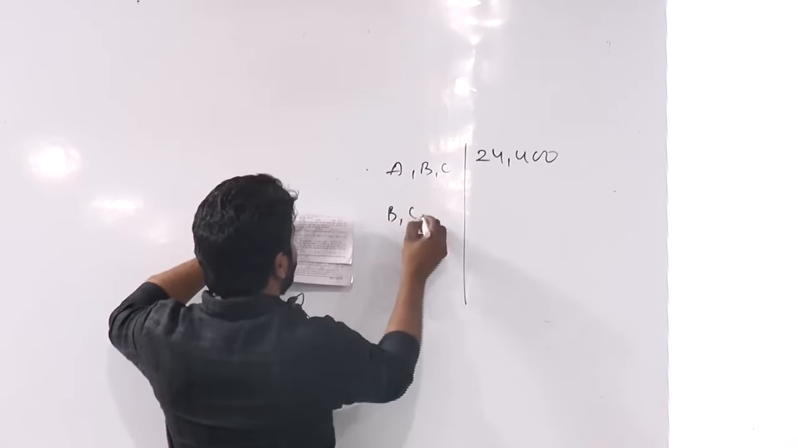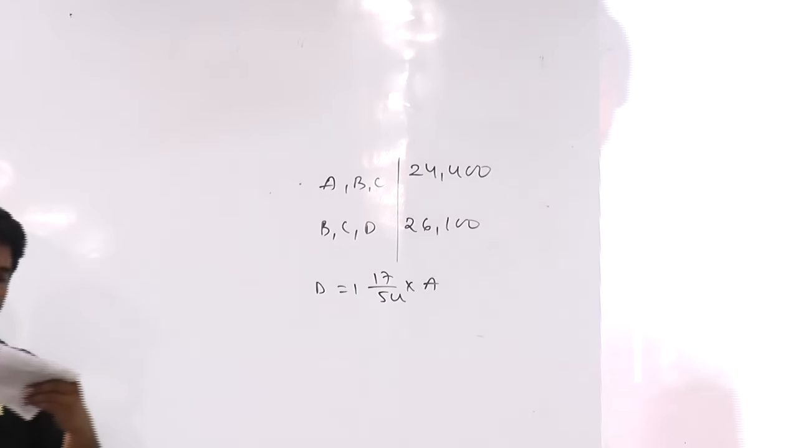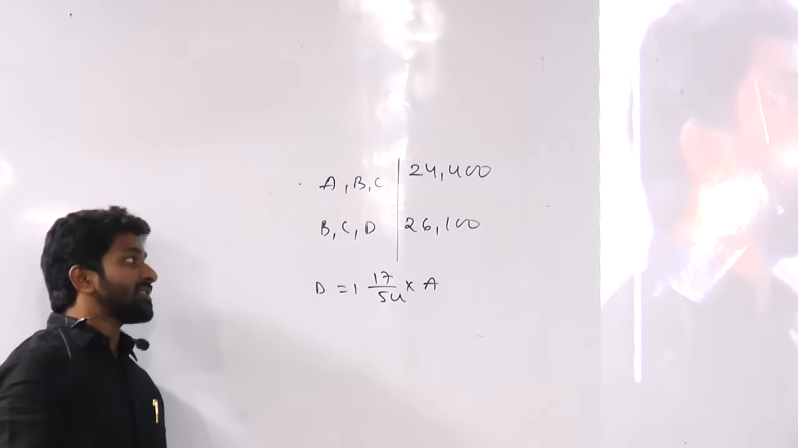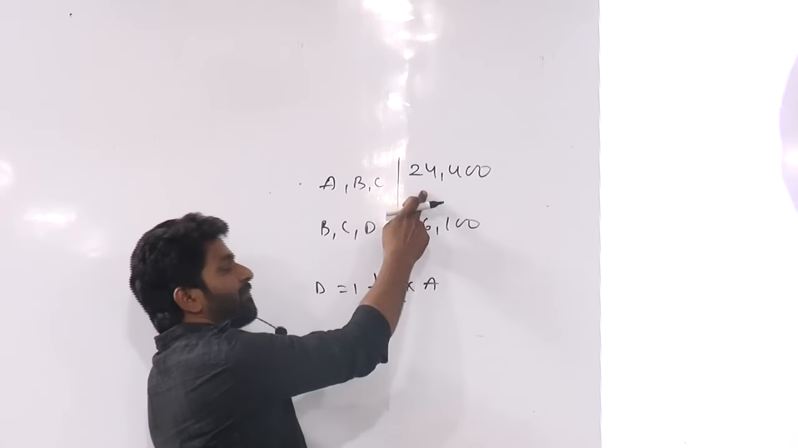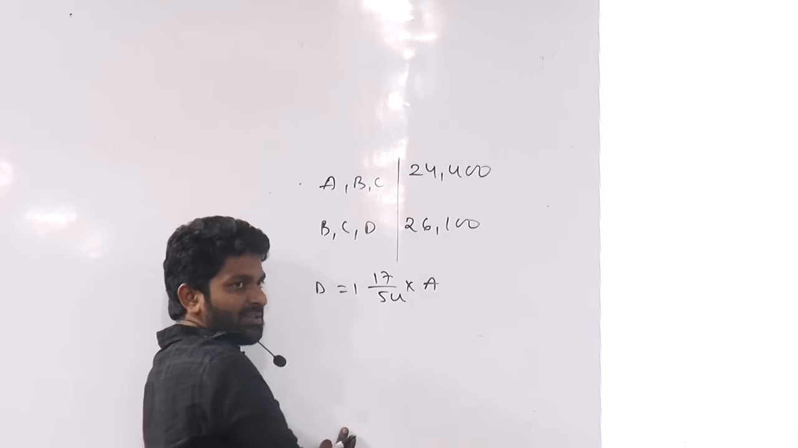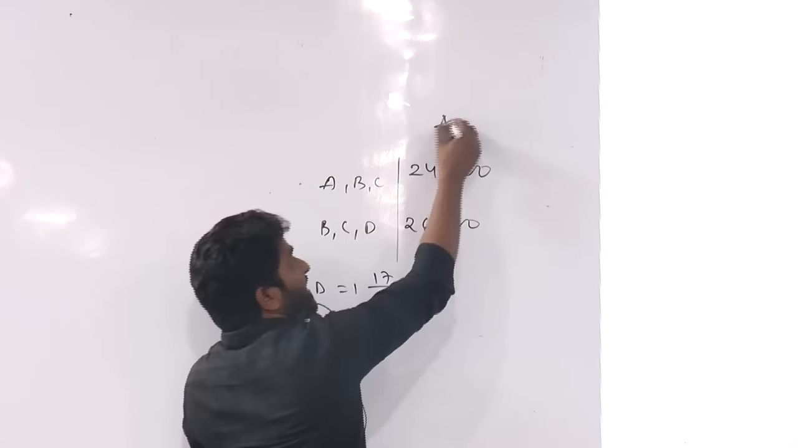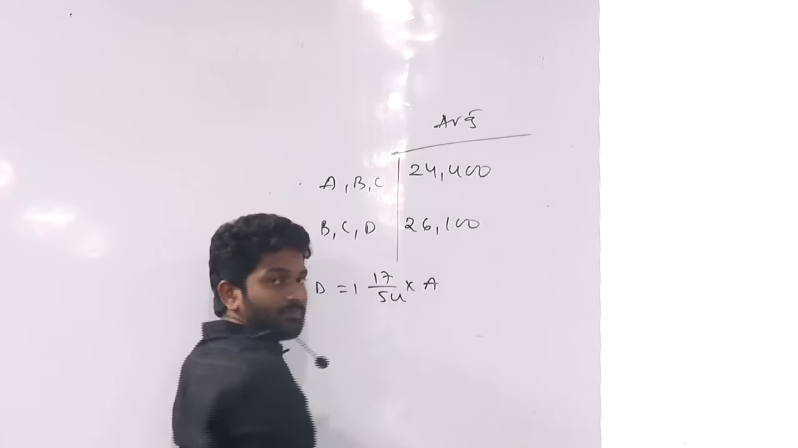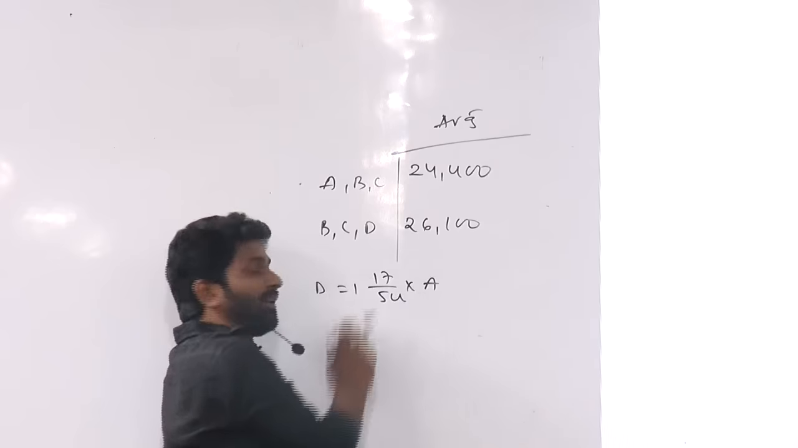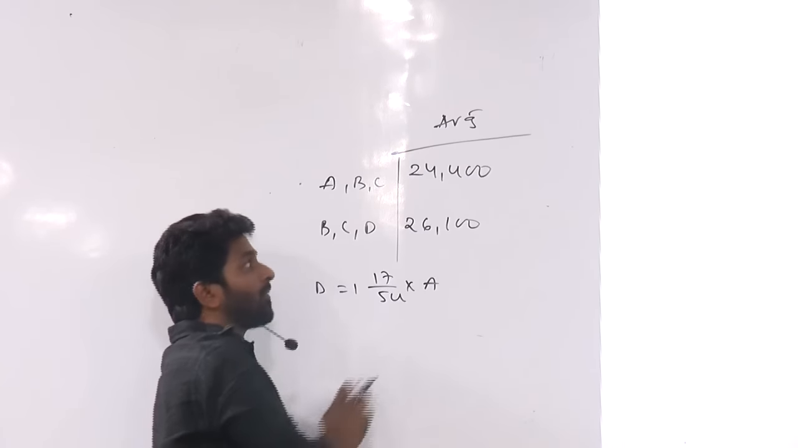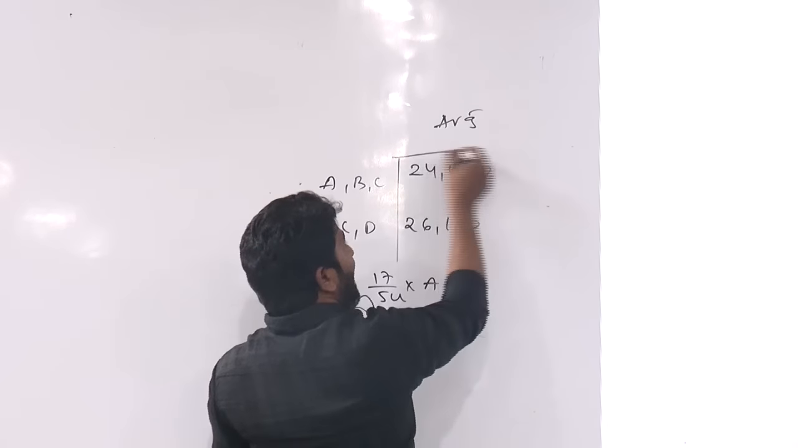D is 117 by 54 times of A. What is the average monthly salary of B and C? You asked about average monthly salary of B and C. If you know A value, you can subtract it so that you can calculate B and C. Remember, this is average. Or else if you know D value, you can subtract D value from this, then you will get B and C. So average is this much.